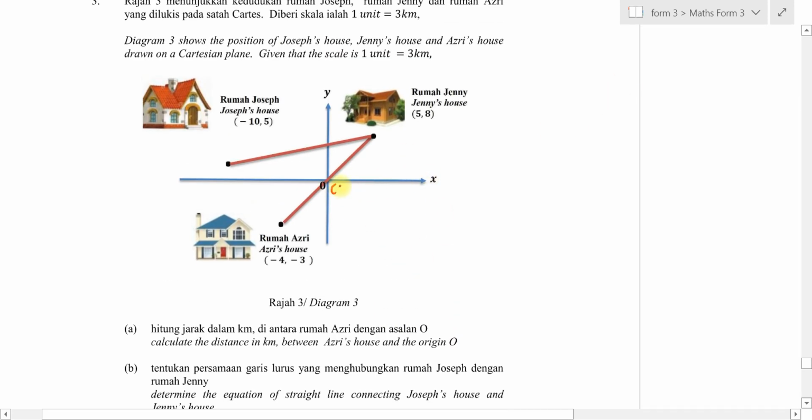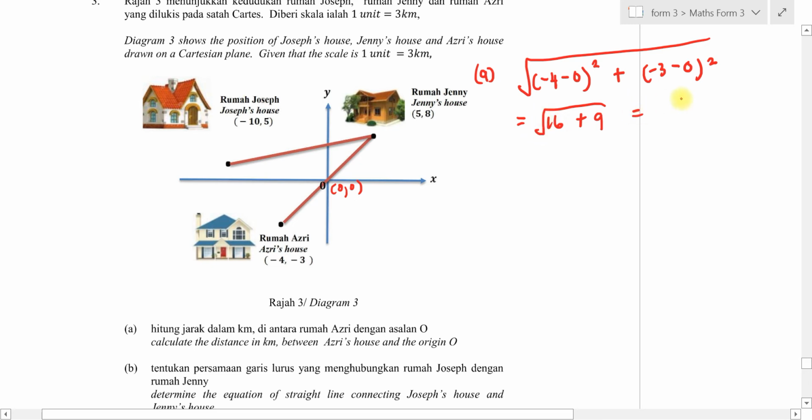Origin is very simple, 0, 0. Just by looking, we know the answer will be 5. But anyway, let's see how to do this. You can use the distance formula. So, -4 minus 0 squared plus -3 minus 0 squared. x2 minus x1 squared, y2 minus y1 squared. And then don't forget to square root it. So 4 squared is 16, 3 squared is 9. So square root 25 is equal to 5 units.